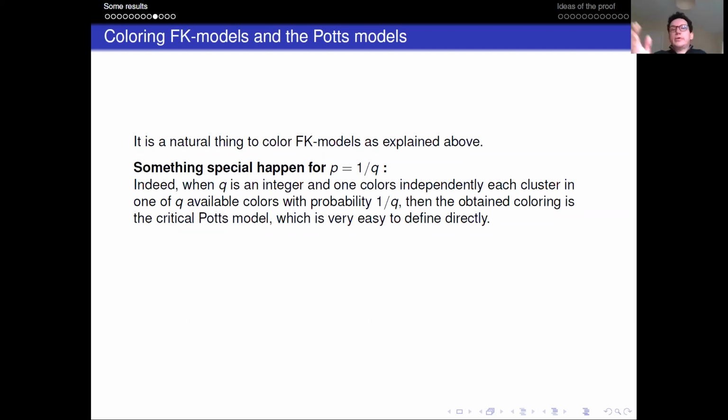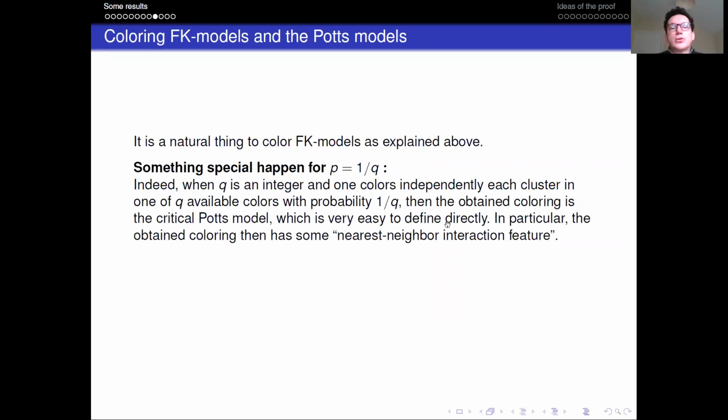Then you get a coloring of your domain in q colors, right? Each site is assigned one of the q colors. And the obtained coloring turns out to be the critical Potts model, which is very easy to define directly. So in particular, for this special value of p, when you start with an FK model, then you color independently the clusters, the obtained coloring has some nearest neighbor interaction feature, which happens to be the case only for the special value p equals 1 over q.